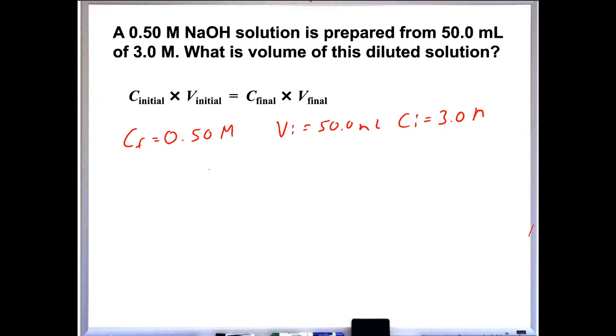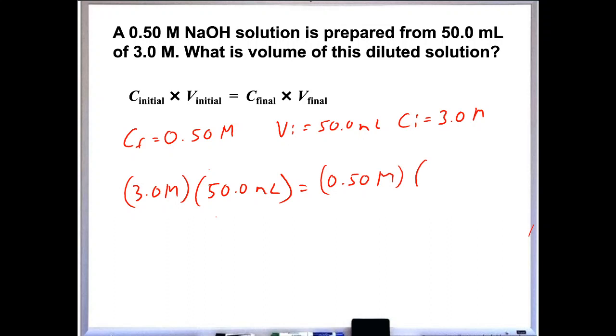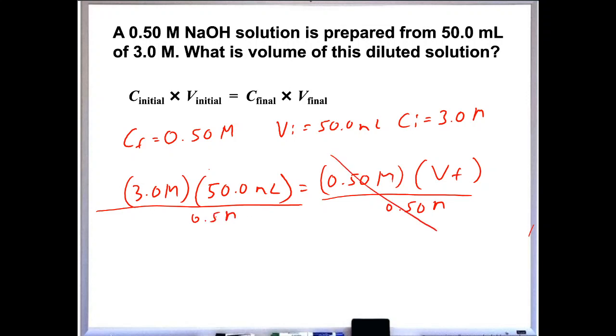Now all we need to do is plug these in. These are initials. So our C initial, 3.0, times V initial, which is just 50 ml, is equal to our C final, which is 0.50 molarity, times our V final. All we need to do is divide both sides by 0.5 molarity. The molarity will cancel out completely, and we're left with just V final.